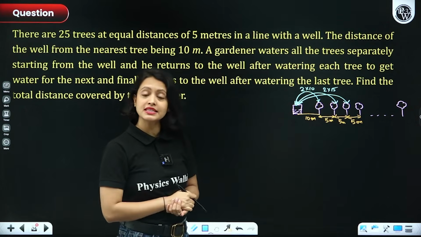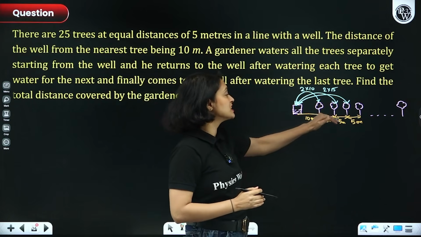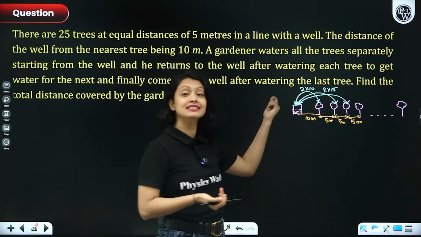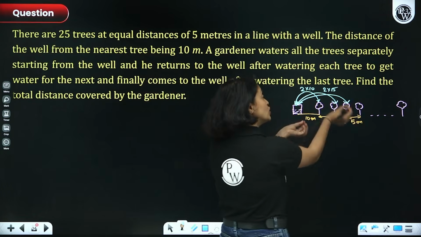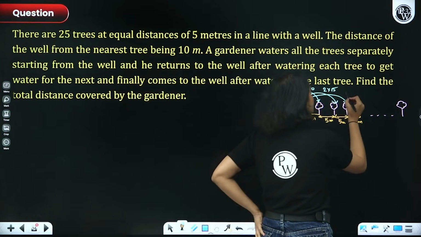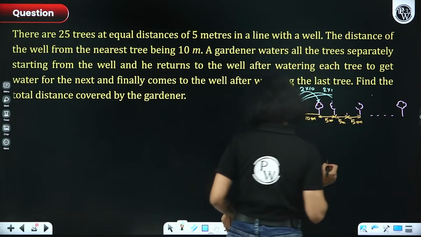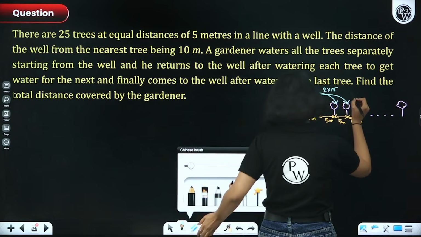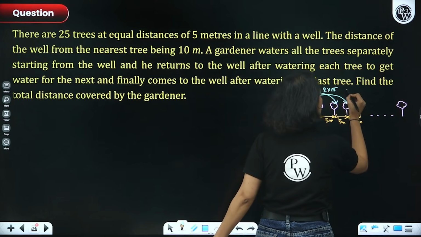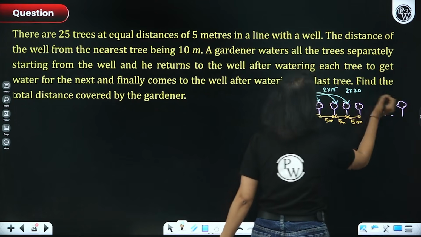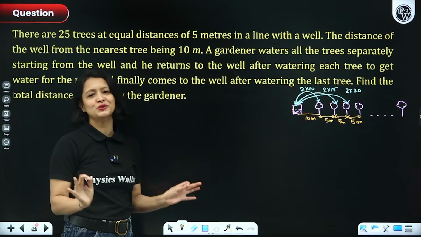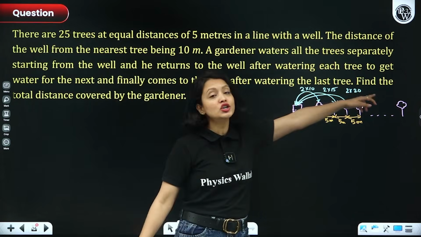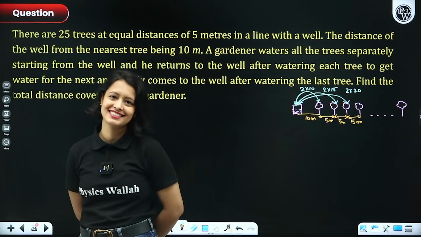What is the distance being covered? 10 plus 5 plus 5. That is 20 meters. But he is coming back again. So, the total distance to and fro would be what? The total distance would be what? 2 into 20. 2 into 20, and so on and so forth. Now, all we need to do is figure out the total distance. That means we have to figure out the total sum of these distances.